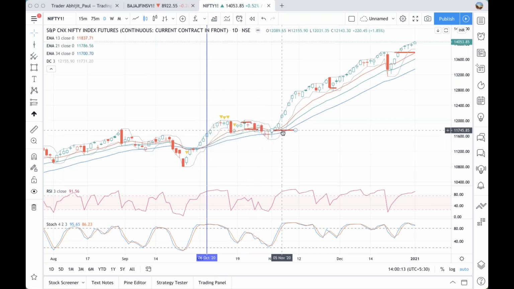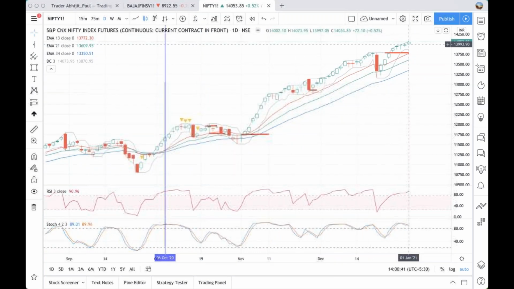Then you would have got the next trade at 11,750, and you would have exited at 12,850, so more than 1,000 points. Okay, so one trade 150 points down, second trade almost 1,100 points up. So you're up 1,000 points on the Nifty. And the next one you got here, which I would not suggest you to take, but still in the money.